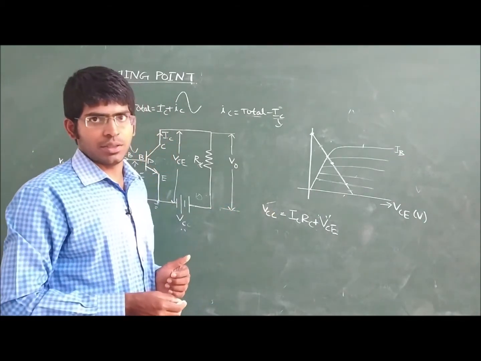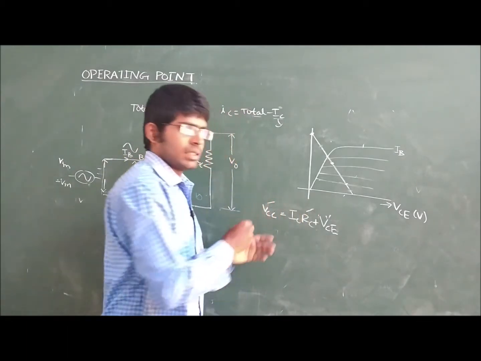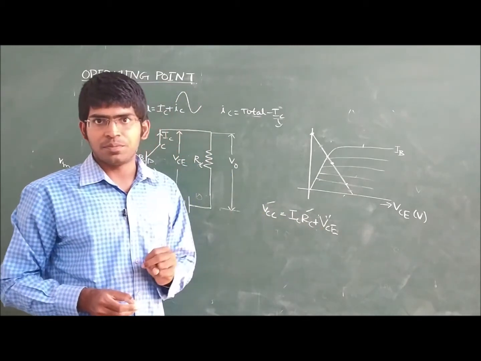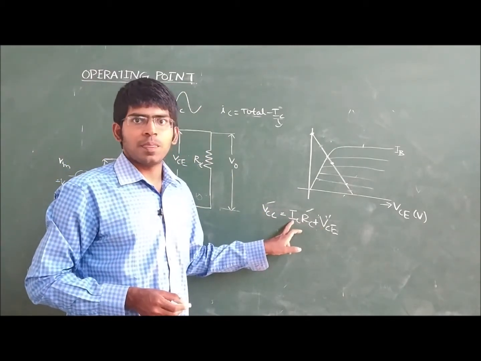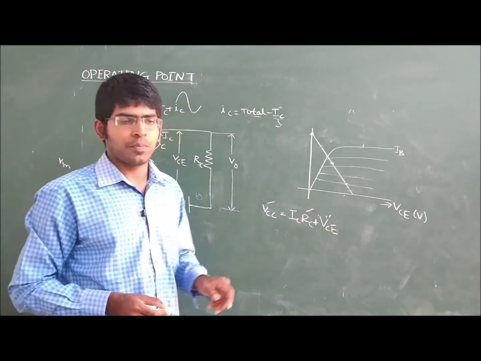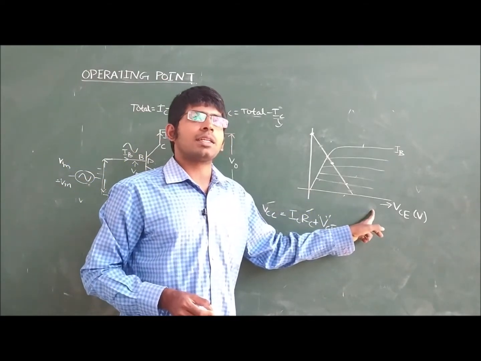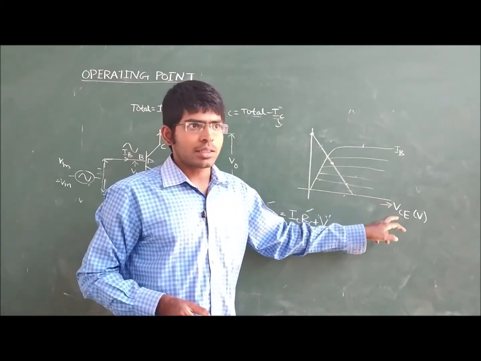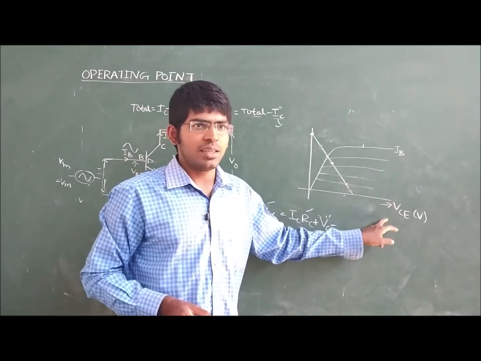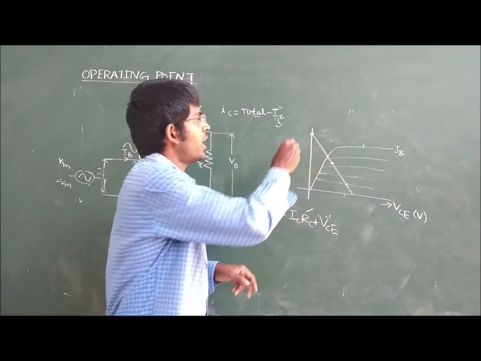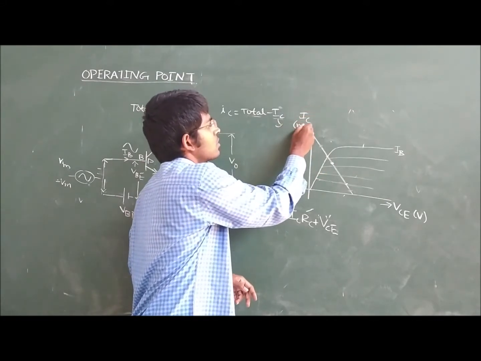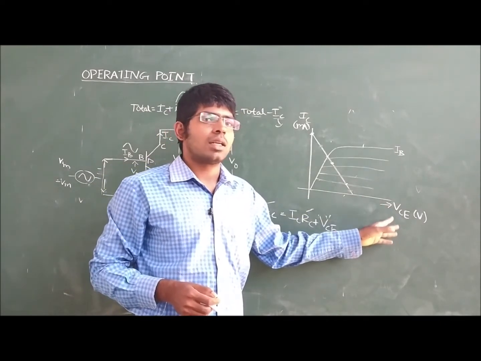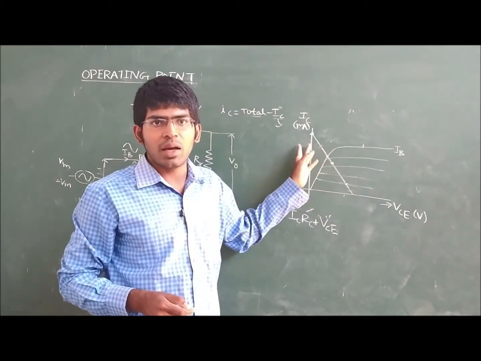This VCC is fixed. This RC is also fixed. We have only two variables in this equation. One is IC and the second one is VCE. These are the output characteristics of the common emitter configuration. On the x-axis we have VCE in volts, and on the y-axis we have IC in milliamperes.